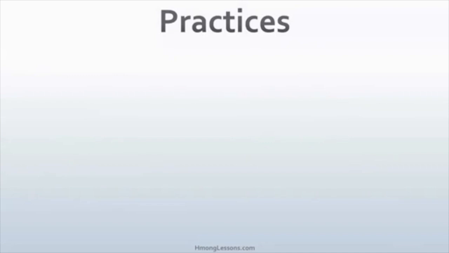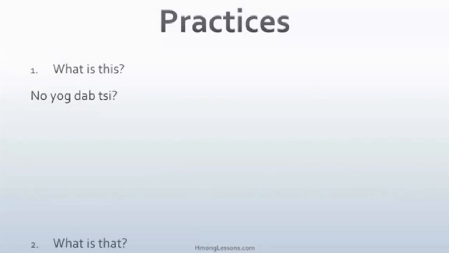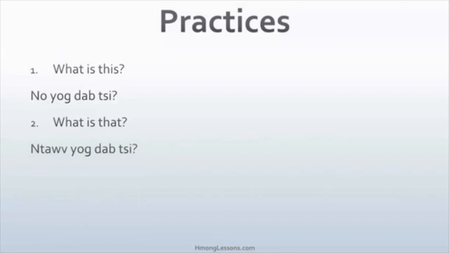Okay, more practice. Now let's practice with the what questions. How would you say, what is this? If you say, na ya da chi, you are correct. The next question is, what is that? Just change one word. Switch the na to ndao, and you got it correct. Ndao ya dachi.